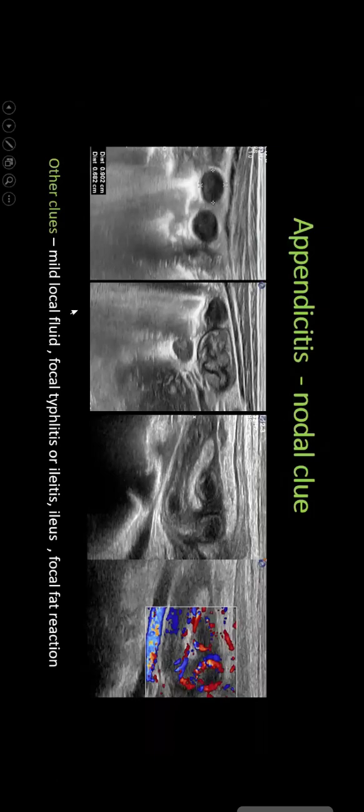So other clues are mild local fluid, when we see pericecal fluid, focal typhlitis, focal ileitis, ileus, dilated bowel loop in the right lower abdomen, focal fat reaction. These are indirect signs of appendicitis.